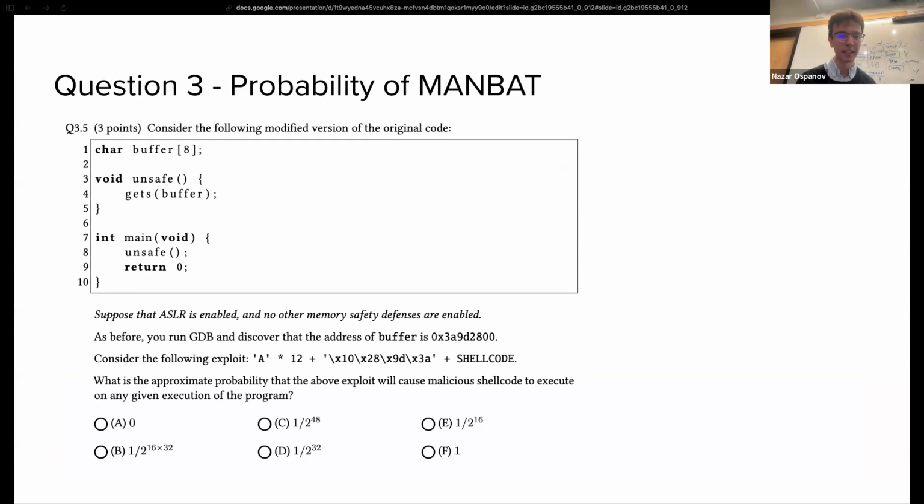suppose that ASLR is enabled and no other memory safety defenses are enabled. As before, you run GDB and discover that the address of buffer is the corresponding one. We have already seen it before. And consider the following exploit, the same exploit. Note that the canaries are not enabled. What is the approximate probability that the above exploit will cause malicious shellcode to execute on any given execution of the program? In the interest of time, I'm going to give you 1.5 minutes to think about it.